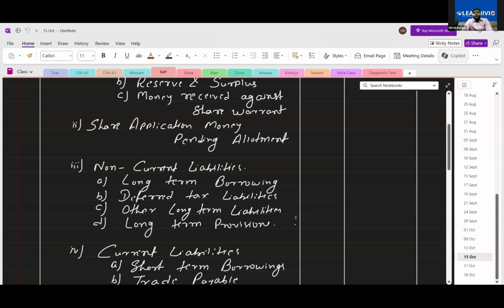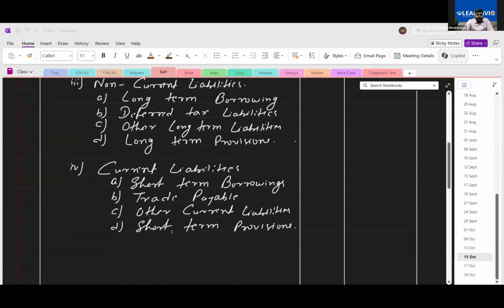Like if you purchase any goods on credit basis, it is included in trade payable, which is a current liability. But if that trade payable is for more than 12 months, then it will be included in non-current liabilities, and it will be called other long-term liabilities. So there are different types of other long-term liabilities.